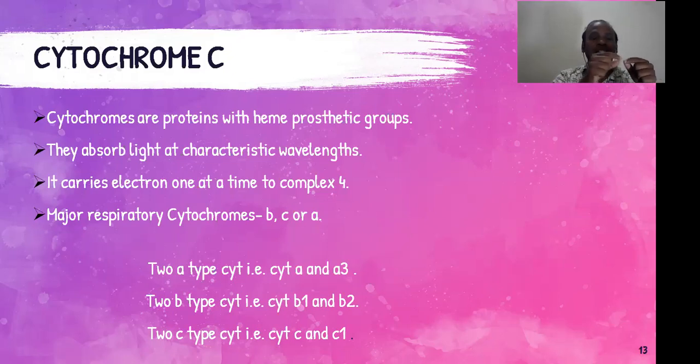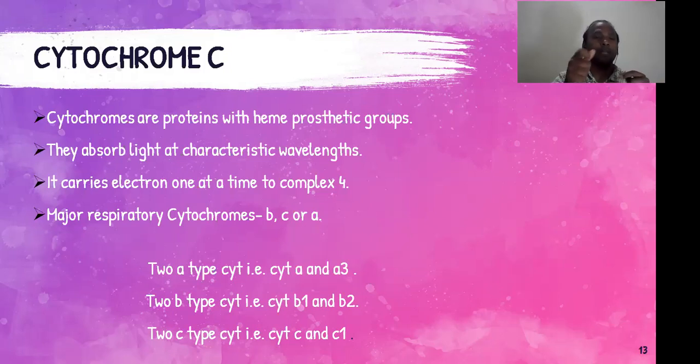So that will take the electrons from complex 3, and it will move in the inner transmembrane and can give the electrons to complex 4. So this is what we call a mobile molecule that can be present between complex 3 and complex 4.